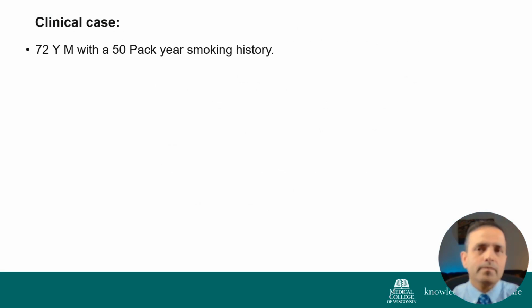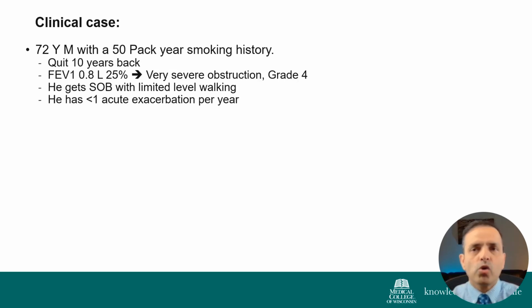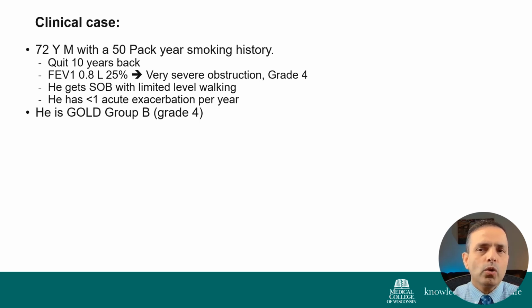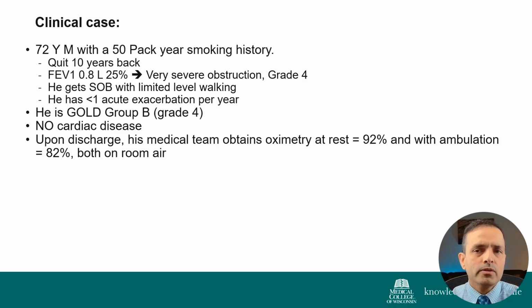Clinical case. A 72-year-old male with a 50-pack year history of smoking, quit 10 years back, FEV1 25%, very severe obstruction, grade 4. The patient gets shortness of breath with limited level walking, has less than 1 acute exacerbation per year, has a GOLD B, that's grade 4, and no cardiac disease.